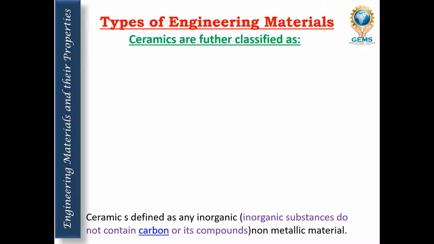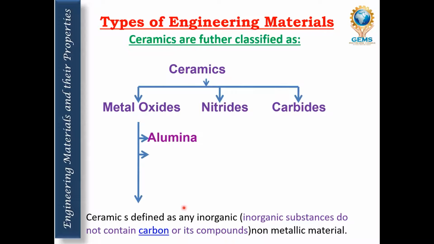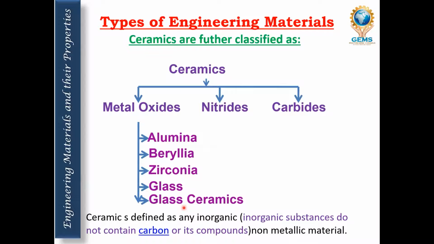Ceramics are defined as any inorganic, non-metallic substance that does not contain carbon or its compounds. So basically it should not contain carbon or its compound, that is a ceramic. Ceramic is further classified into metal oxides, nitrides, and carbides. Metal oxides are further classified into alumina, beryllia, zirconia, glass, and glass ceramic. So these are the different types of ceramics.